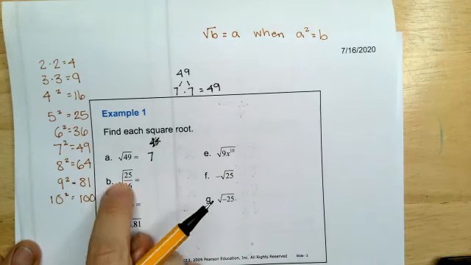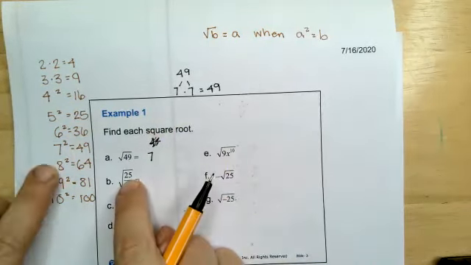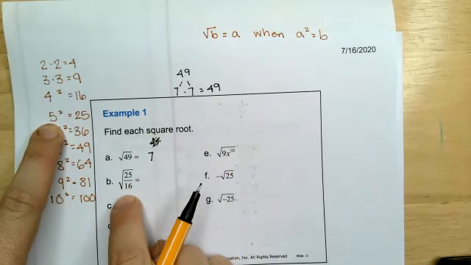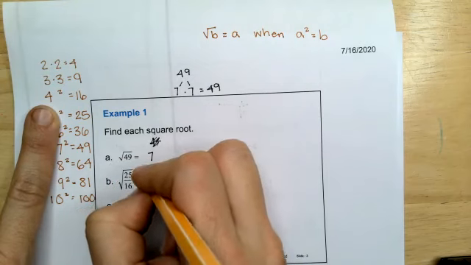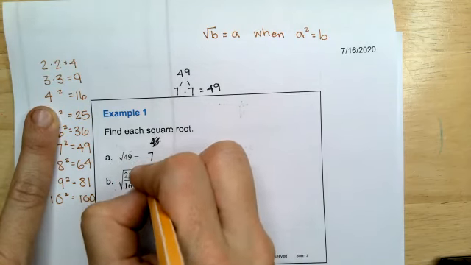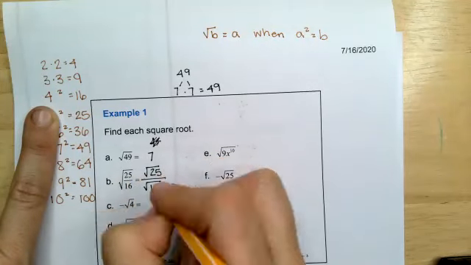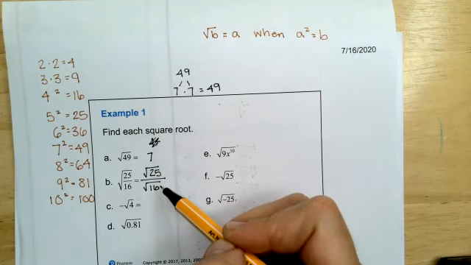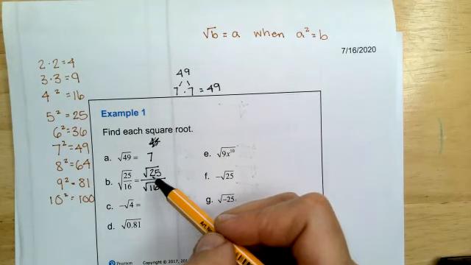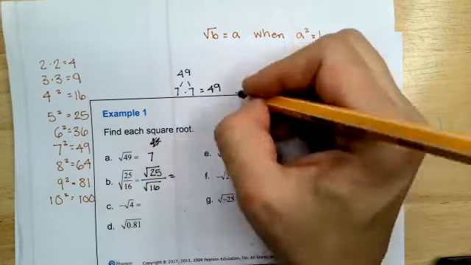B says the square root of 25 over 16. I know that the square root of 25 is 5 and the square root of 16 is 4, right? So the square root of 25 over 16 is the same as the square root of 25 over the square root of 16. So you're not doing anything wrong to change it to something where there is only one term under the radical. This thing is called the radical.